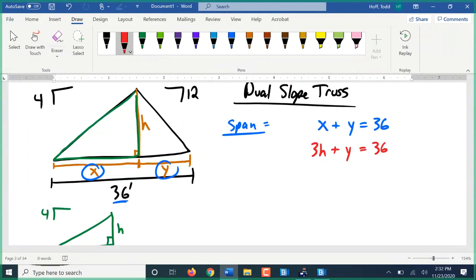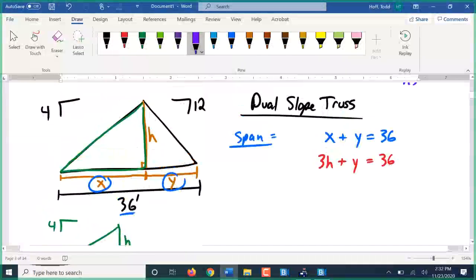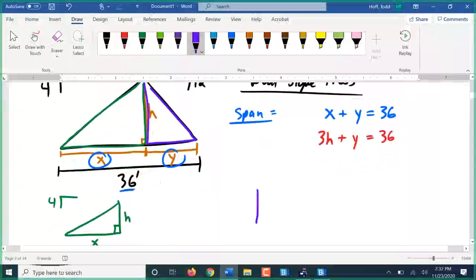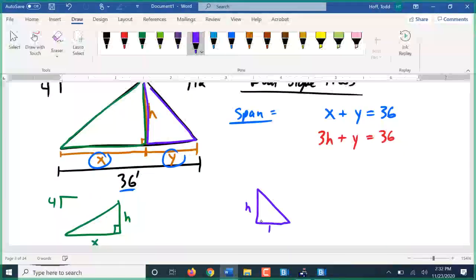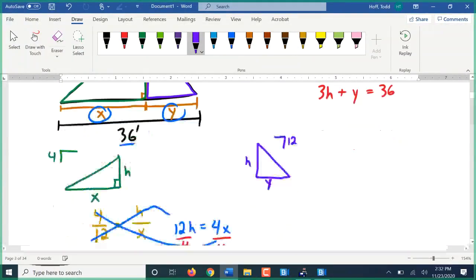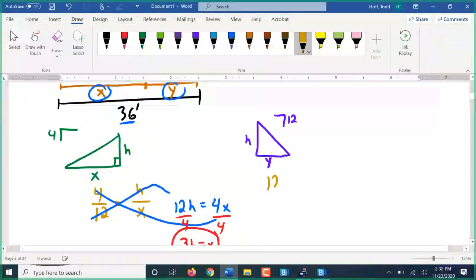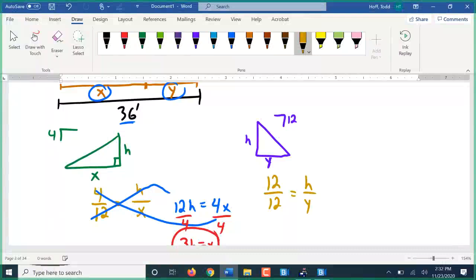We still have two variables, but we still have to look at the opposite side over here, this piece. As we look at that piece, we have a height of h, span or run of y, the 12-12 slope. So we know that 12 over 12 equals h is my rise and y is my run. When I do my cross products here, I have 12 times y is 12y equals 12 times h is 12h.